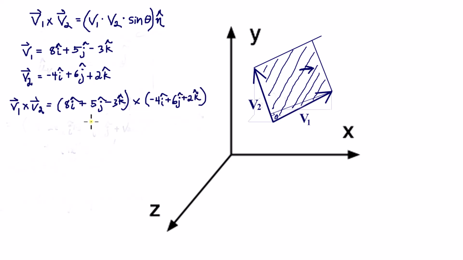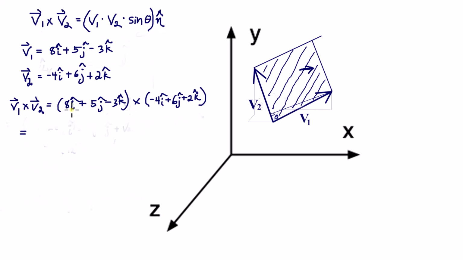Okay, now what we're going to do is we're going to distribute all of this. So first we're going to say, what is 8 I hat cross minus 4 I hat? If you're crossing two unit vectors that are the same, that's going to be 0. So if you have j hat cross j hat, k hat cross k hat, I hat cross I hat, that's always 0. So 8 I hat cross minus 4 I hat is going to be 0. Why is that? Because the sine of the angle between them is 0. Sine of 0 is 0.